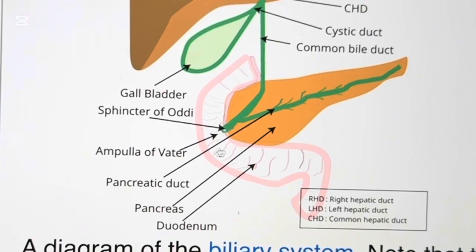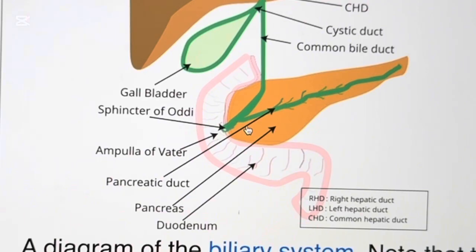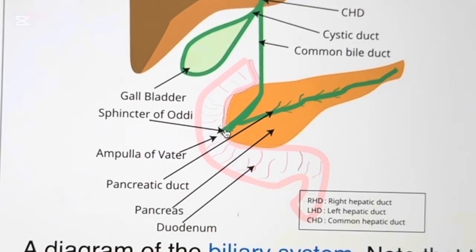So it's very important to have a functional sphincter of Oddi to prevent the backflow of your duodenum contents. Otherwise, it will cause infection. It can cause severe abdominal pain, nausea, vomiting, and it can also end up causing pancreatitis, which is inflammation of the pancreas. So it's very important to have a functional sphincter of Oddi.